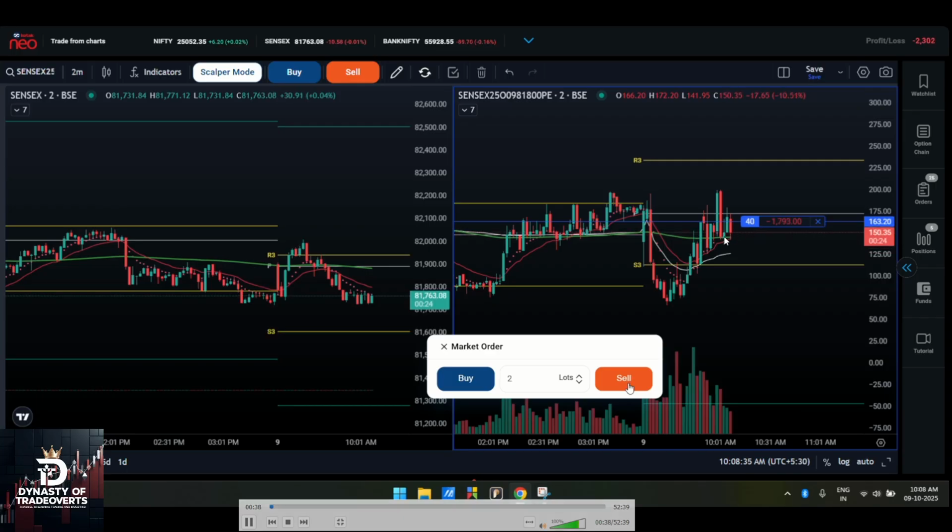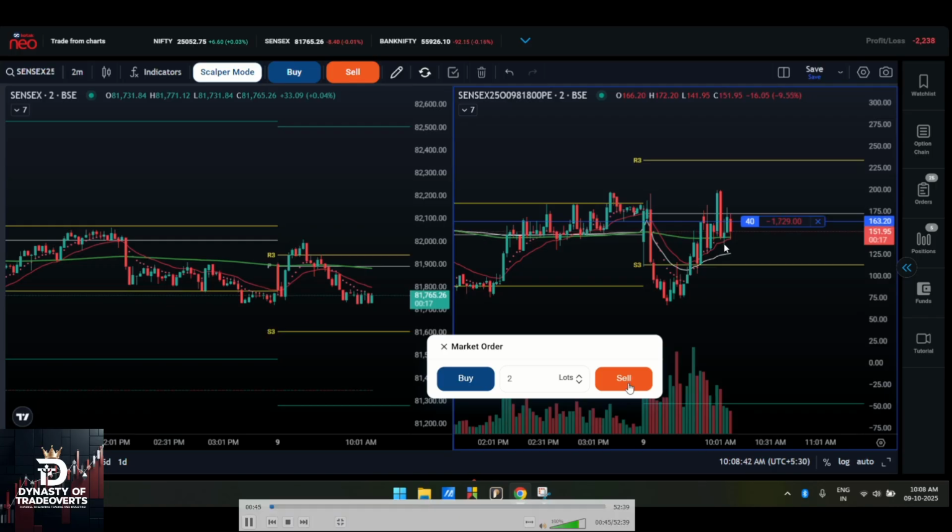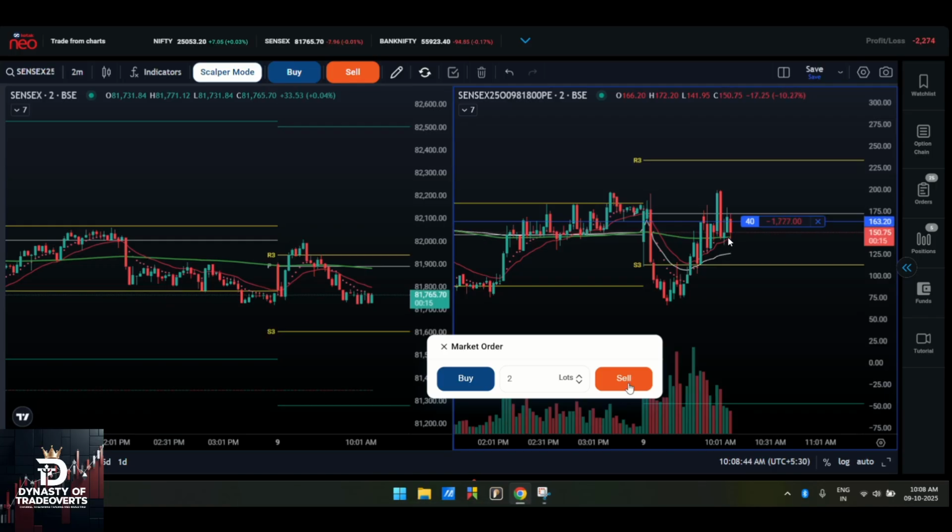So now it's 40 quantity. One lot in Sensex is 20 quantity. Okay, and I'm planning that if it comes below 20 EMA I will exit.